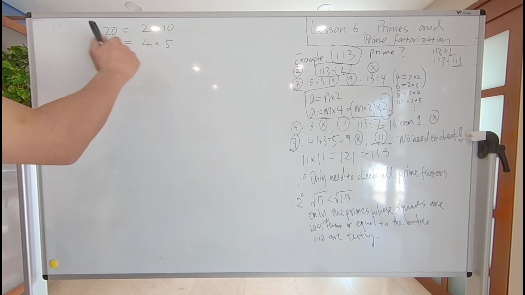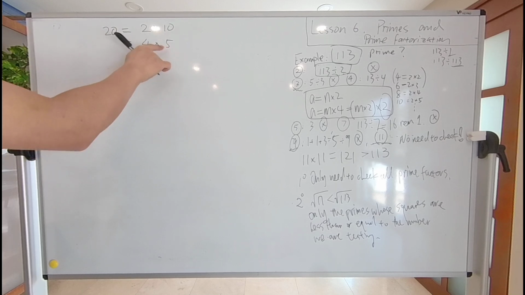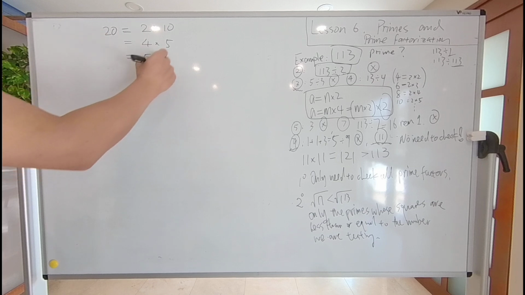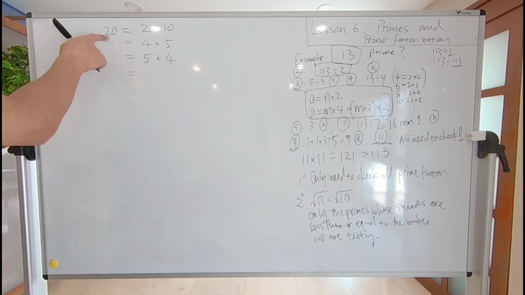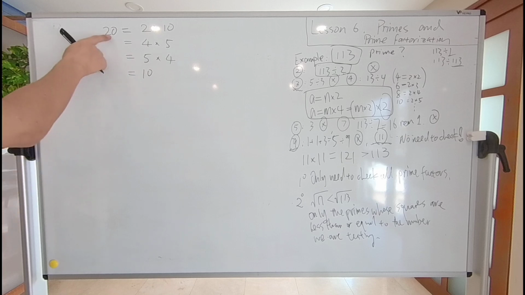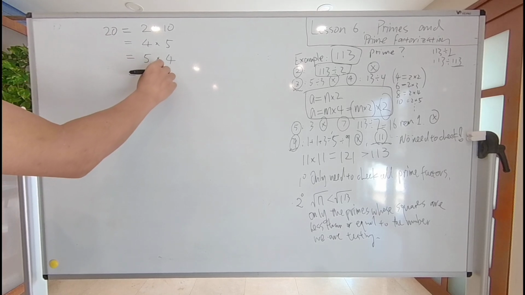Sorry, I checked 4, and if I check 5, 5 is also a factor, and actually we just saw it from here. So if 5 is a factor, then 20 can be written as 5 times 4. And then 6, 7, 8, 9, until 10, we find that 10 is also a factor of 20, and that means 20 can be written as 10 times 2.